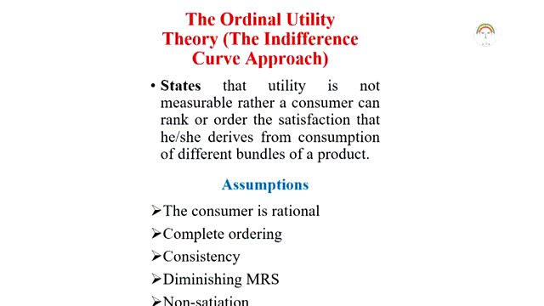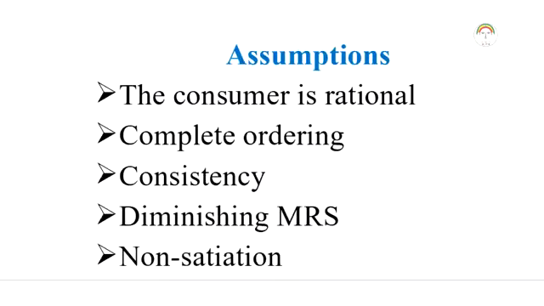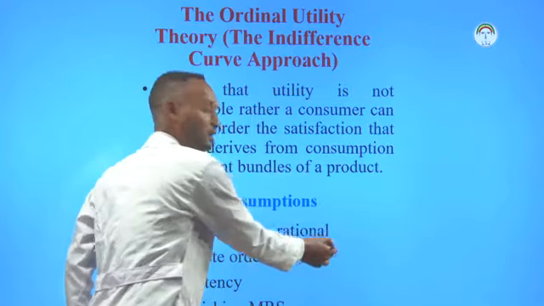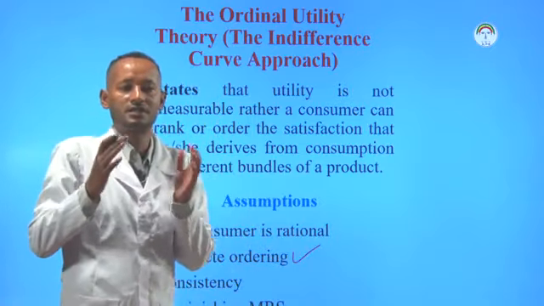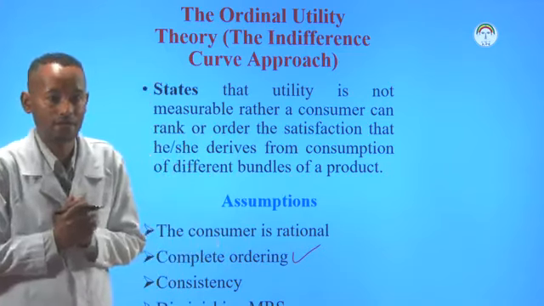Here are the assumptions of the ordinal utility theory, or the indifference curve approach. First of all, the consumer is rational. That means the consumer has a clear-cut preference and the consumer's maximum objective is maximizing total utility. The second one is complete ordering. That means a consumer can rank or order the satisfaction that he derives from consumption of goods and services.